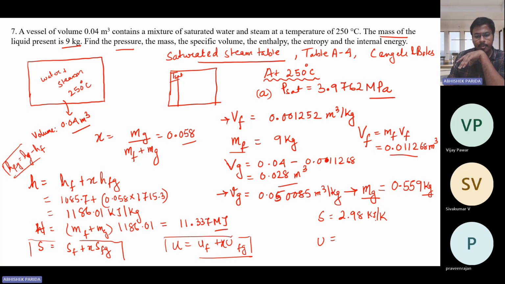So you have not multiplied with 1.559. No. This is specific entropy, right? Yes, sir. Okay. Then what is the U that you are getting? Around 28.62.